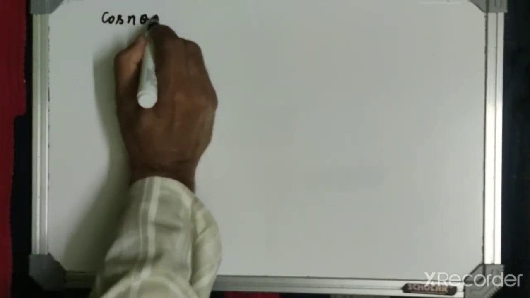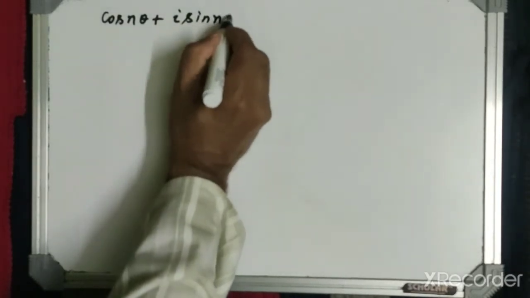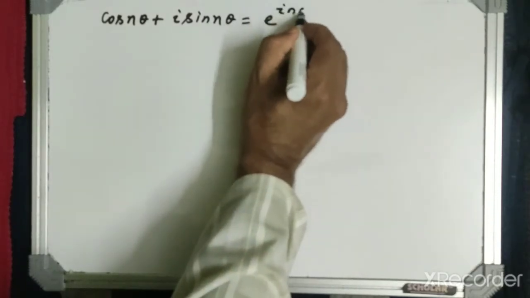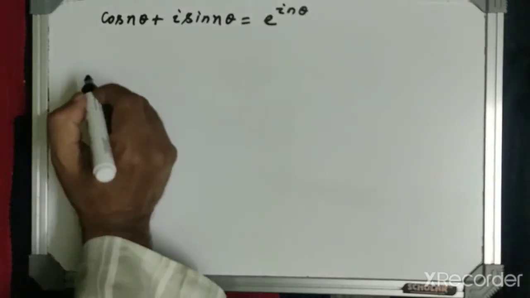Dear students, today we will discuss the Z transform of some important functions such as cos n theta, sin n theta, cos hyperbolic n theta, sin hyperbolic n theta. So we know that e power i n theta is equal to cos n theta plus i sin n theta.